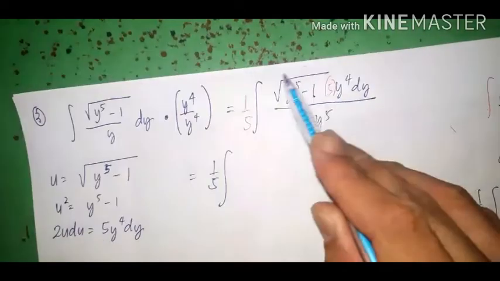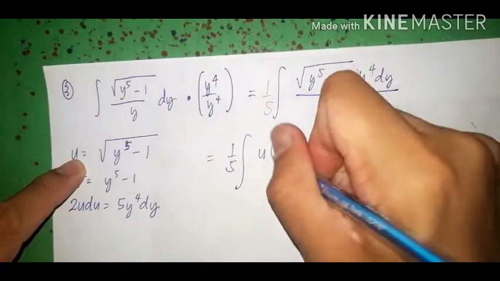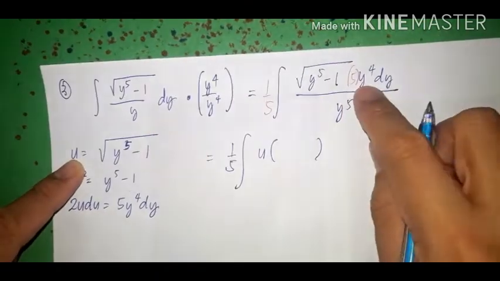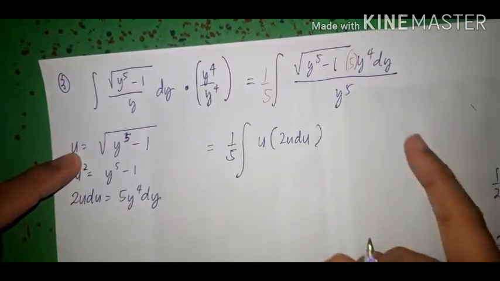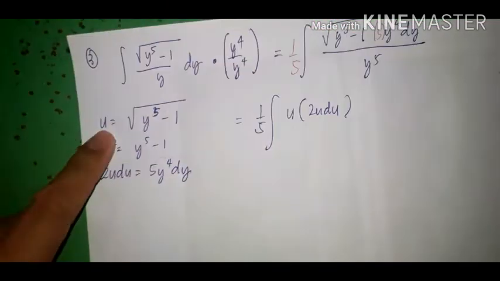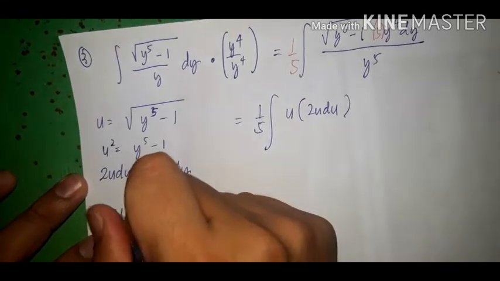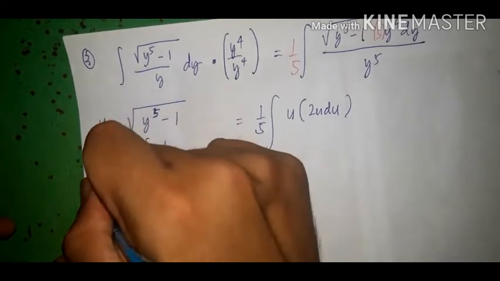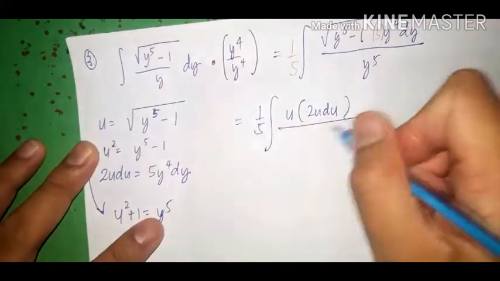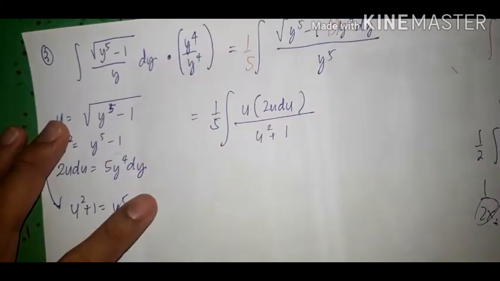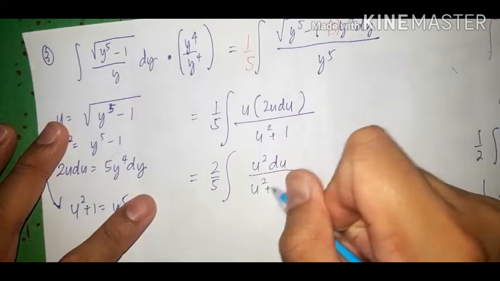That's fine. So, this now is equal to 1 over 5 integral of, what is this? Square root of y to the 5 minus 1. So, square root of y to the 5 minus 1 is actually your u multiplied by y to the 4th dy, which is actually 2u du over y to the 5. What is this y to the 5? So, from u squared is equal to y to the 5 minus 1, I need to transpose that negative 1 so that u squared plus 1 is equal to y to the 5. So, that y to the 5 can be written simply as u squared plus 1. So this now gives you 2 over 5 integral of u squared du over u squared plus 1.